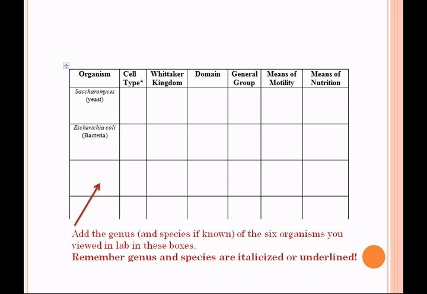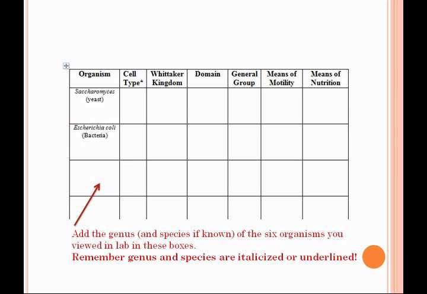This is a representation of the table you're going to be filling in. It has 6 columns for you to complete, and then you're going to add the organisms in down the left side. So you viewed 2 organisms in lab as a mixture, the Saccharomyces, which was yeast, and the Escherichia coli bacteria organisms that you observed at 400x magnification. You also observed quite a few specimens, and you are going to include the 6 organisms that you observed and identified in the lab in these boxes.